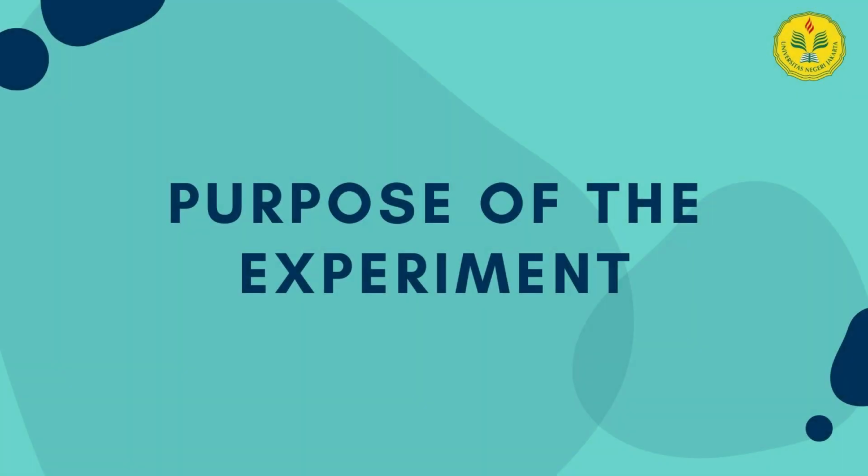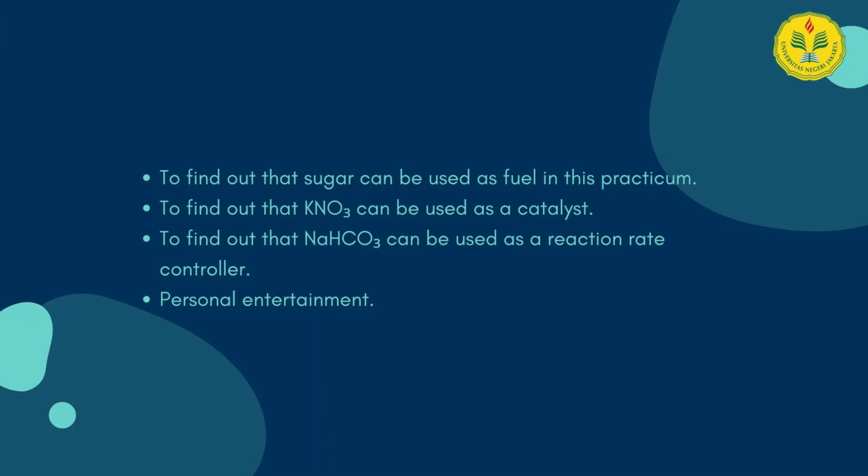Let's see the purpose of the experiment. First, to find out that sugar can be used as fuel in this practicum. Second, to find out that potassium nitrate can be used as a catalyst. Third, to find out that sodium bicarbonate can be used as a reaction rate controller. And the last one is for personal entertainment.